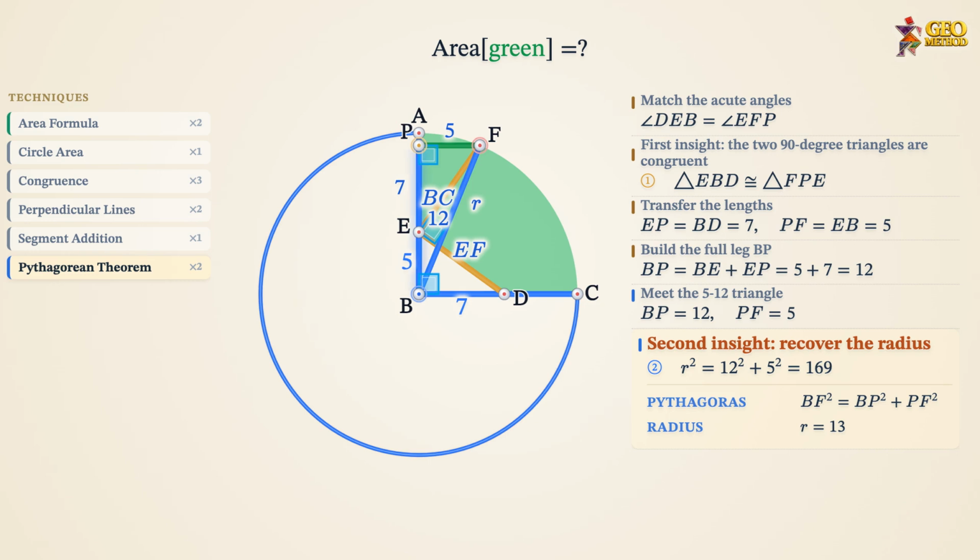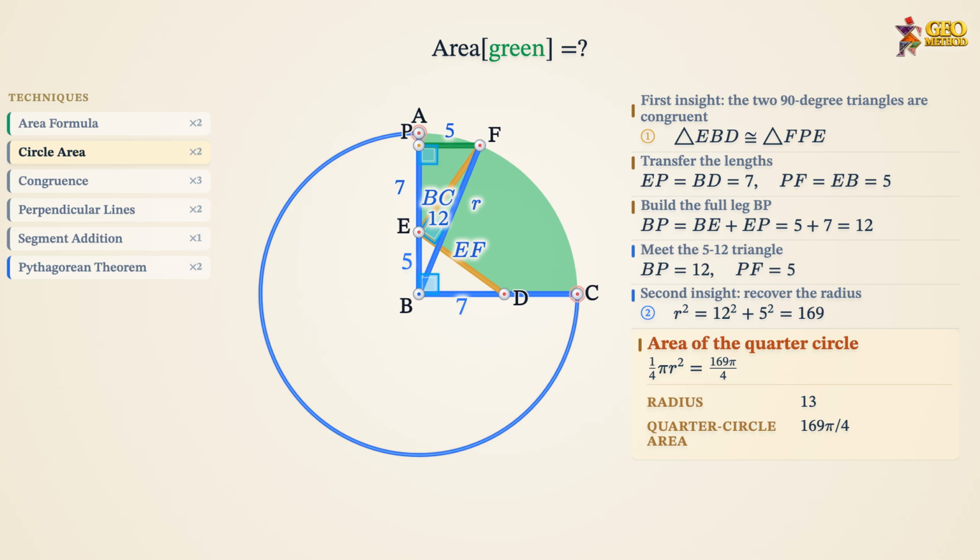Our second insight is that the transferred lengths form the 12-5-13 radius triangle. Pythagoras gives r squared as 169, so r equals 13. The quarter circle area is 1/4 pi r squared, so it is 169 pi over 4.